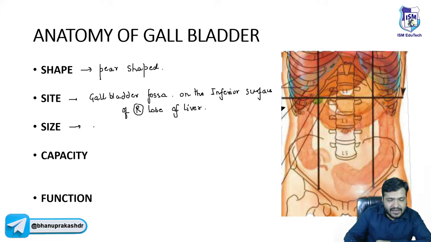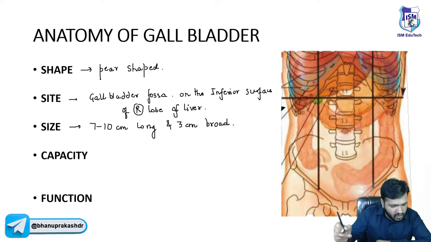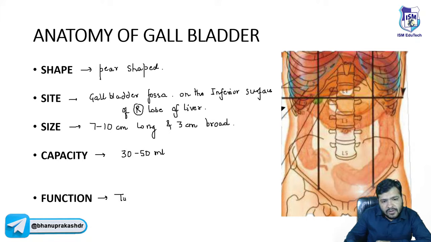Now coming on to the size, beta, it is 7 to 10 centimeter long, and remember it is 3 centimeter broad. Capacity, beta, yaad rakhiyega, it is 30 to 50 ml. And the function of the gallbladder is storing and helping in the concentration of bile. It helps in the storage and concentration of bile.